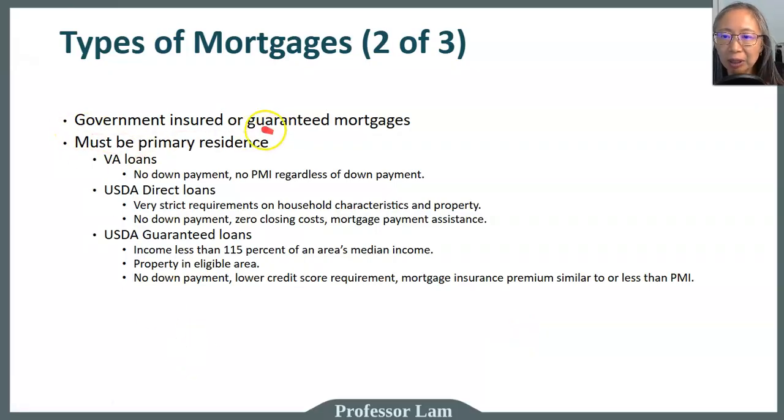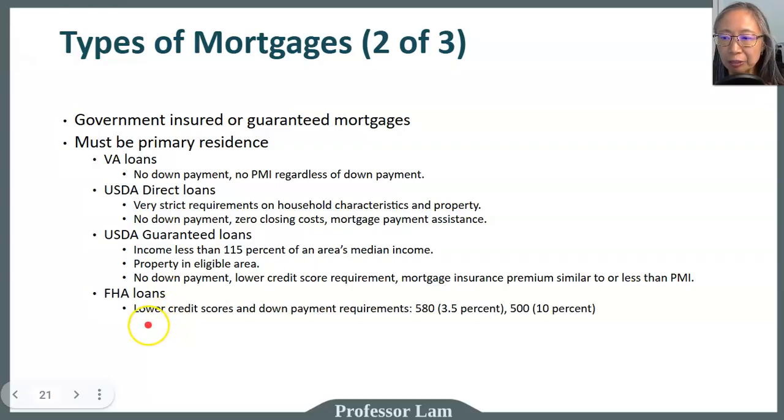The most common of the government guarantee loans are FHA loans. FHA loans are designed for home buyers that have slightly lower credit scores and down payments. They would allow a down payment as low as 3.5% if your credit score is at least 580. They'll require a 10% down payment if your credit score is only 500. 500 is very, very low. 500 is oftentimes the credit score for someone who has filed for bankruptcy recently.